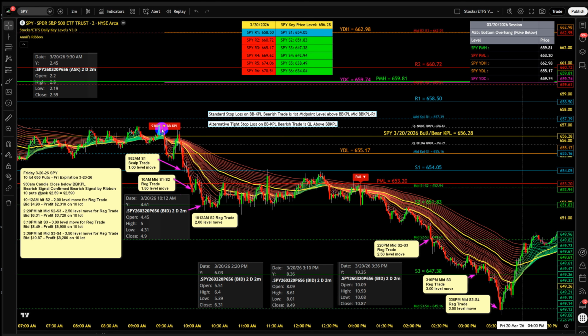All right, so first off here we have this 9:30 a.m. opening candle BBKPL alert. So this is a special alert in this indicator, which is specifically for the opening candle for the chart time frame that you have your indicator on. As you can see, we have it on the 2-minute chart time frame.